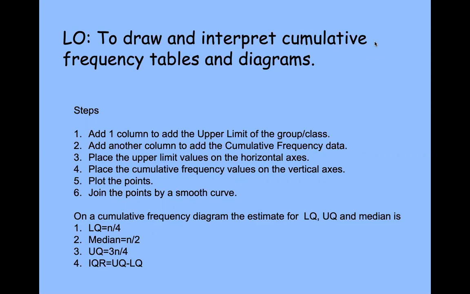work independently. And the other thing that I want you to remember is that when you find the lower quartile, median, and upper quartile from the cumulative frequency diagram, we estimate it in slightly different ways. So it's not going to be (n+1)/4 for the lower quartile, but n/4. This is an estimation. And for the median, n/2. For the upper quartile, 3n/4. Okay, and then the interquartile range is going to be the same.